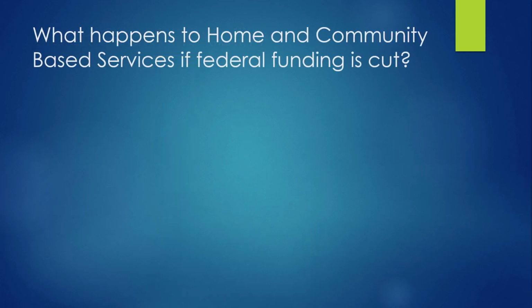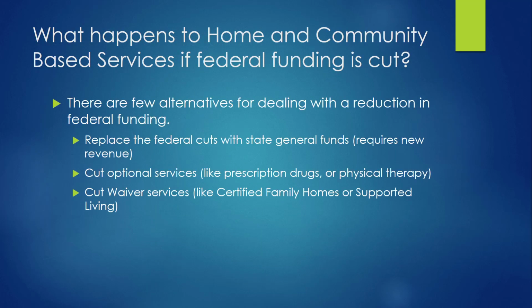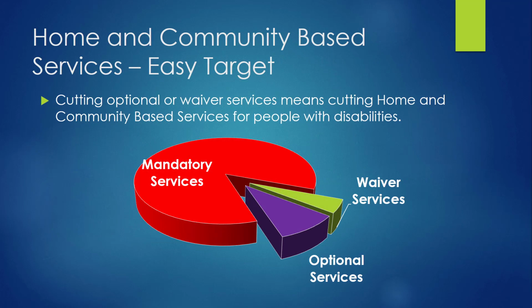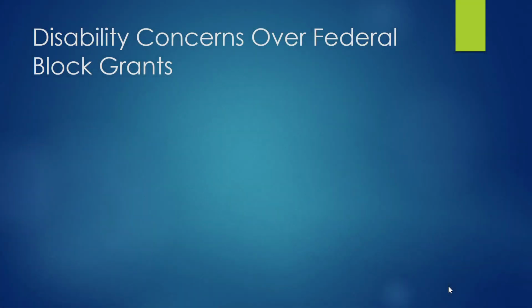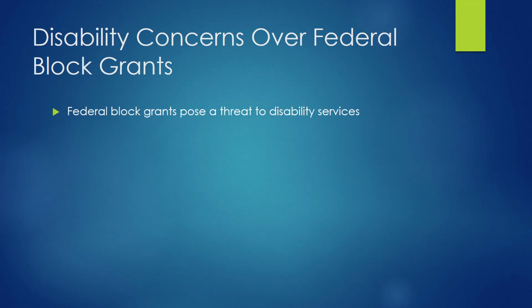If the state is forced to cut services, then that cut has to come out of one of the optional or waiver services. We can't make cuts to the mandatory services. This means that those categories that are available for people with disabilities that help them to live independently, the home and community-based services, are the easiest target. And they're going to be the first on the firing line in the event that federal block grants lead to substantial reductions in federal funding. We're concerned that federal block grants pose a threat to services for people with disabilities because they create an incentive to reduce services in order to replace the loss of federal funds.